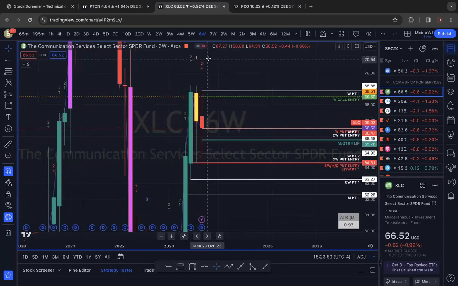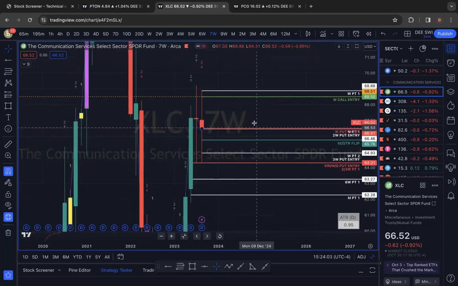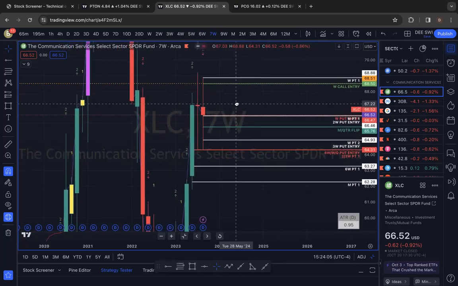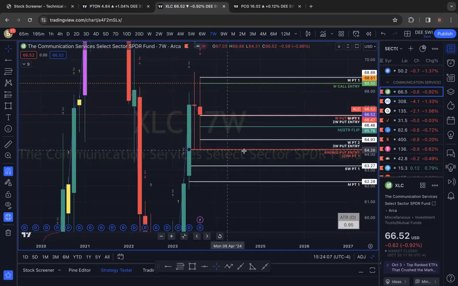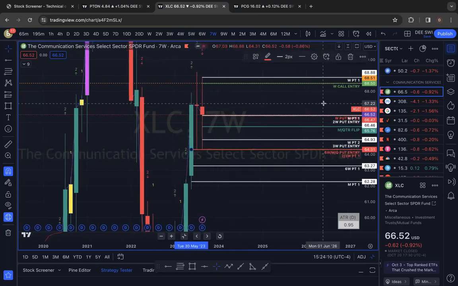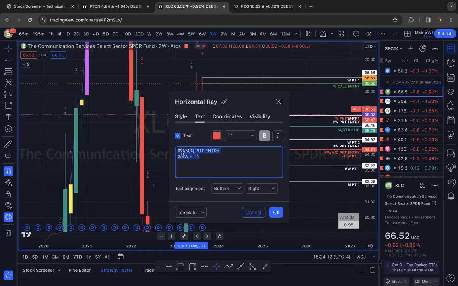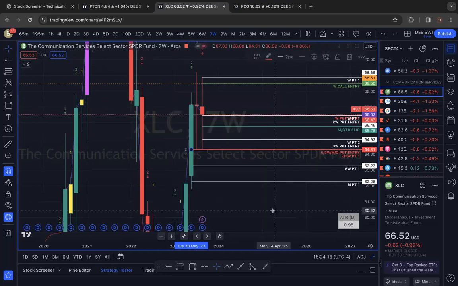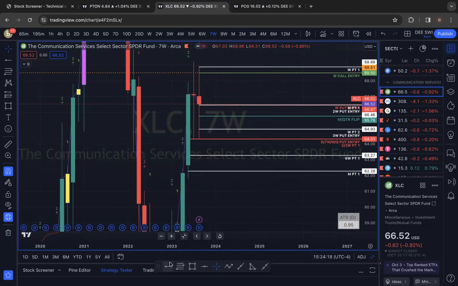So let's look at a 7-week. And once again, we have the same put entry. So I'm going to add that. And the price target is right here for the 7-week.